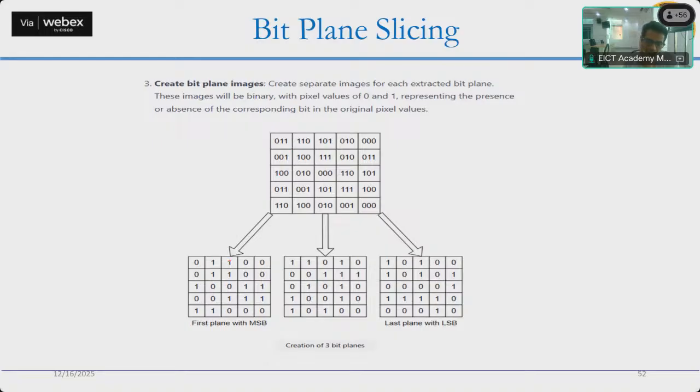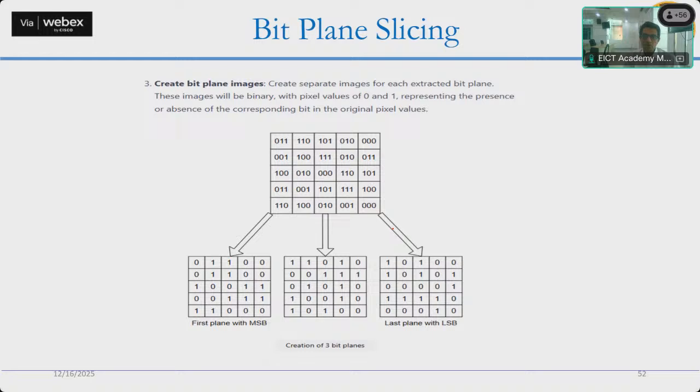So in the first plane we are taking the first bit, the MSB, and then the middle one we are taking in this one. That's why it is 1, 0, 0, 1, 0. And in the last one we are taking the LSB. Right? So this has been created. This is basically the creation of the 3-bit plane.